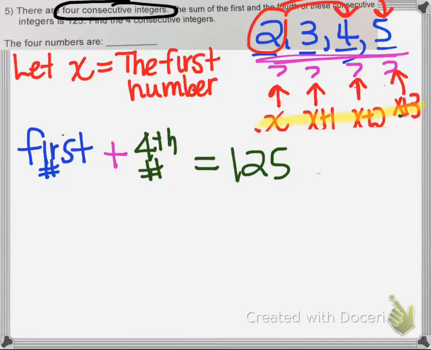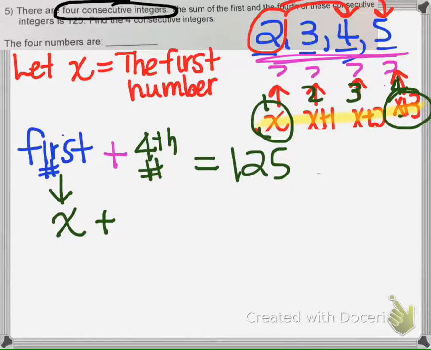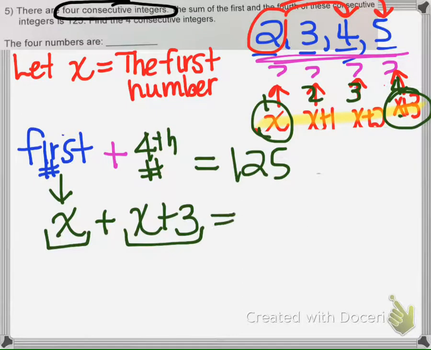So the first number, we don't know what it is, it's x. And then the fourth number, so this is 1, 2, 3, 4. The fourth number represents x plus 3. So x plus 3 and the first number, the fourth and the first number together is 125. So now we have an equation here, we need to solve it.